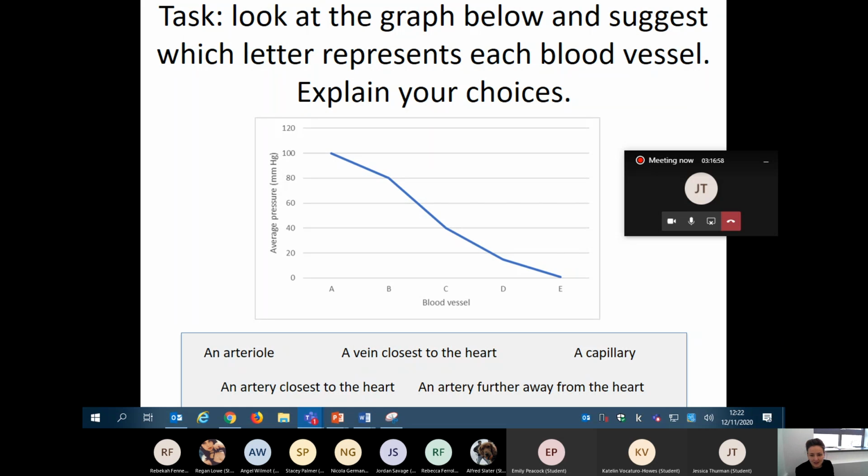Let me see. Heart. Which one? Hold on. Oh, artery closest to the heart. Artery closest to the heart. Yes. Everybody agrees with A being the artery closest to the heart.